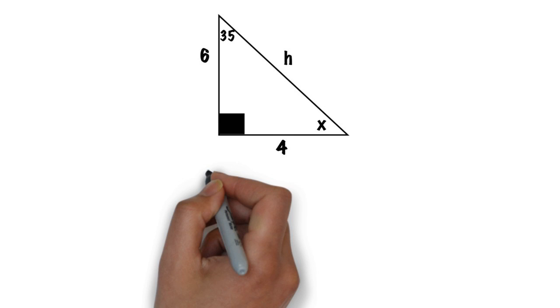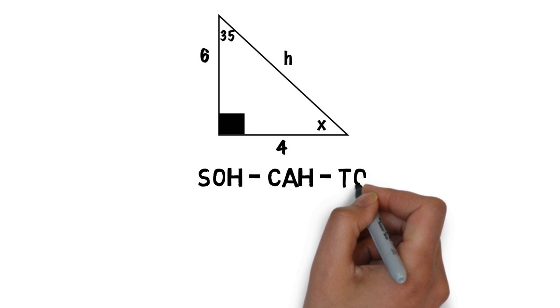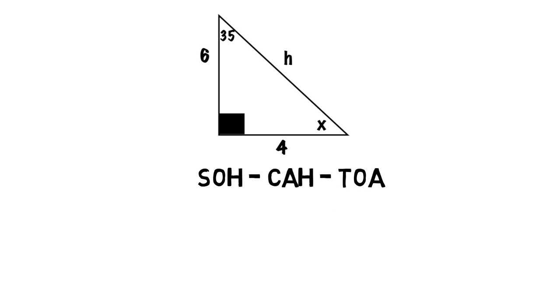An easy way to remember how to do sine, cosine, and tangent is SOH-CAH-TOA. SOH stands for sine, opposite over hypotenuse. This means you'll take the opposite leg from the angle you're using and put it over the hypotenuse.